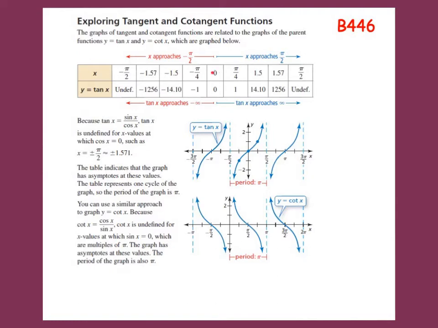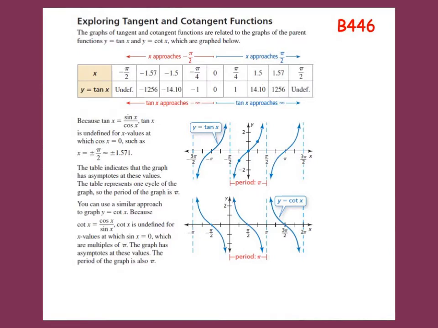We started with 0, and that was a point of 0 right here. Then we did pi over 6, pi over 4, and pi over 3. However, in this graph, you only see pi over 4 and negative pi over 4, and then pi over 2, and a couple of values in between.